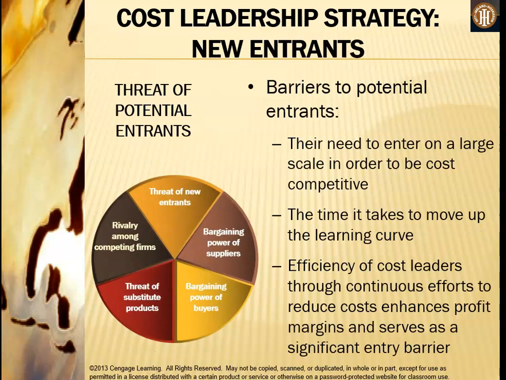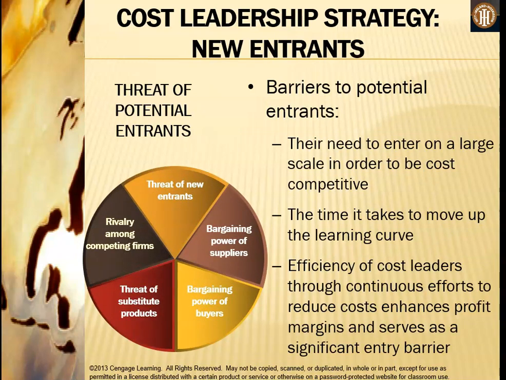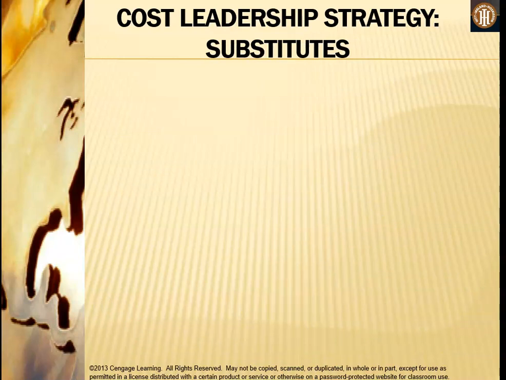As it relates to the threat of potential entrants, the cost leader has the advantage of barriers to potential entrants, as they need to enter on a large scale in order to be cost effective. The new firm would have to enter on a large scale to be cost effective. The time it takes to move up the learning curve would also be difficult for the new entrant, and the efficiency of cost leaders through continuous efforts to reduce costs enhances profit margins and serves as a significant entry barrier.